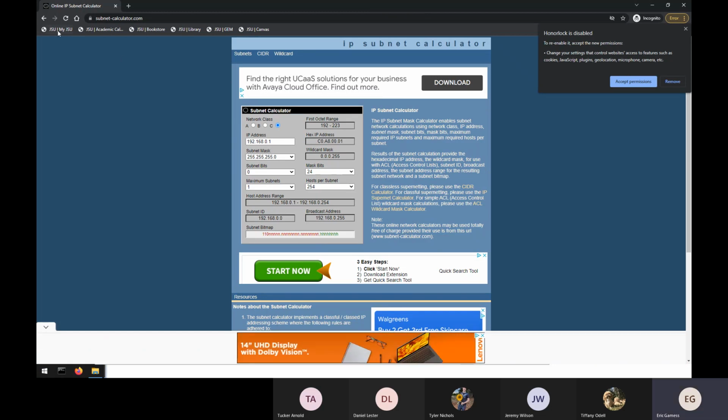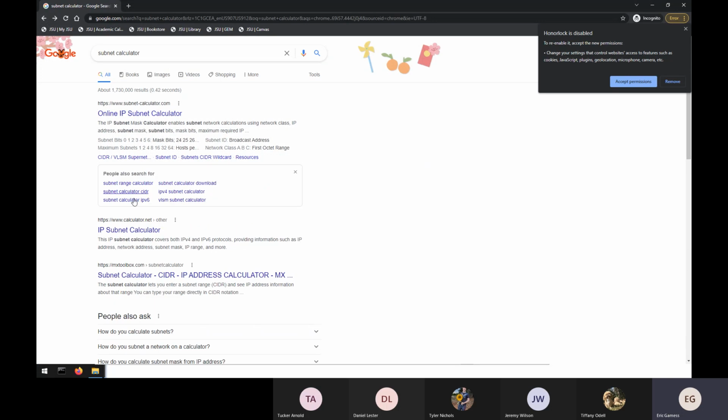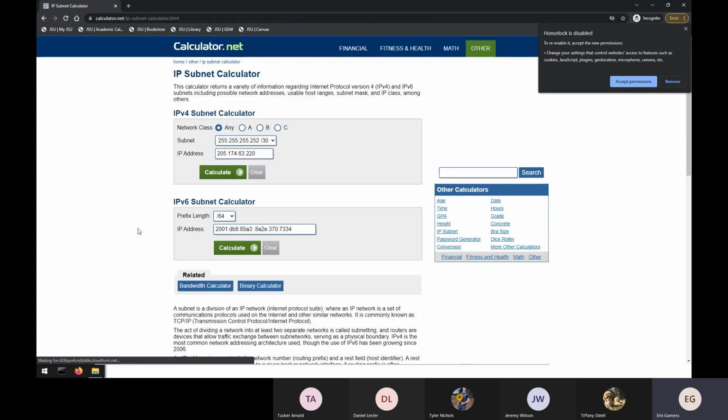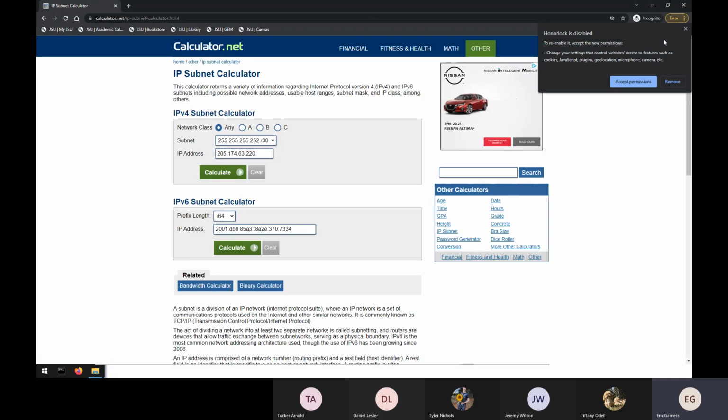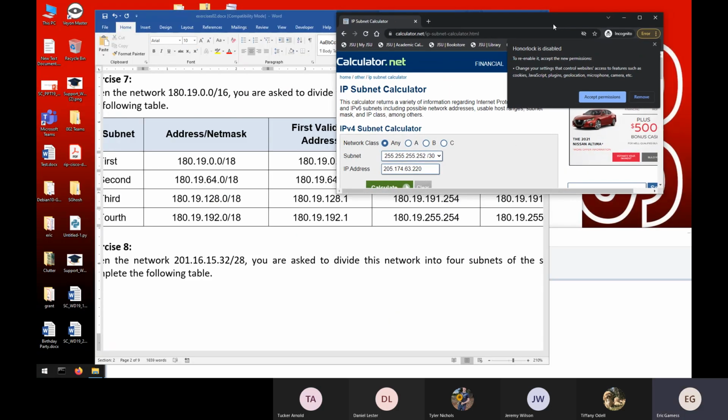Oh, this is to download. We don't want to download. We want one that is online. Let's see this one. Okay, this one is online. So let's see if we can use it.